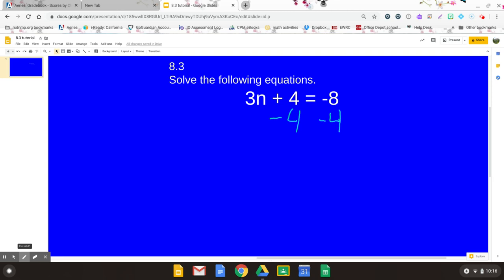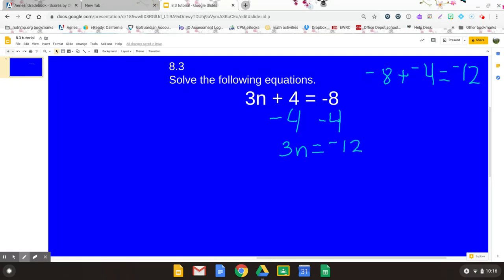So then I'm left with 3n on this side. And then let's think about what we have here. We have negative 8 and, which means addition, a negative 4. So if I'm adding two negative numbers, remember the rule is that you just add the two numbers and your answer will always be negative. So that would be a negative 12.